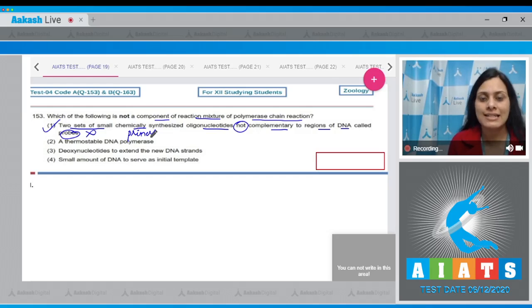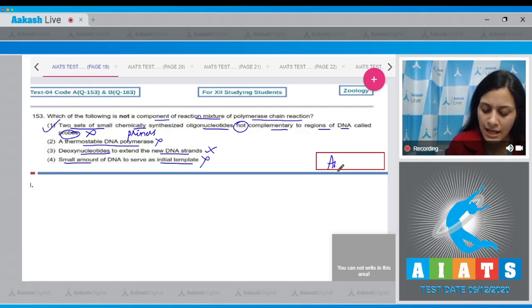and these are the two sets of small chemically synthesized oligonucleotides which are complementary to regions of DNA. The next option is a thermostable DNA polymerase, as it is a component of the reaction mixture of PCR, so this cannot be a correct answer. Third option is deoxynucleotides to extend the new DNA strands. This is also a component, so cannot be a correct answer. The last option, small amount of DNA to serve as initial template, is also required, so this cannot be a correct answer. And the correct answer to this question is option number 1. Let's proceed to the next question.